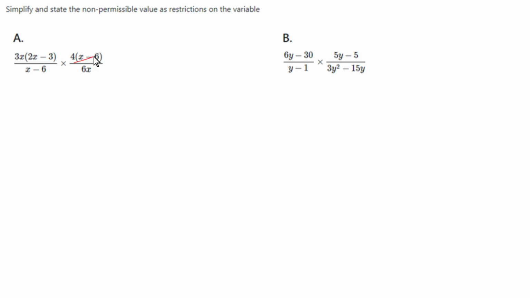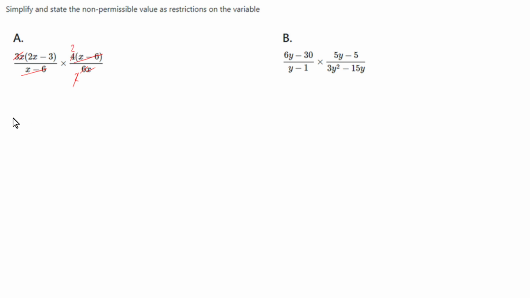This x minus 6 cancels against this x minus 6 right away, right? This x cancels this x, and then we can divide 3 by 3, leaving us 1. 6 divided by 3 is 2. And then we have a 4 up here still, so we can divide a 2 by 2 to get 1, and the 4 divided by 2 leaves us with 2.